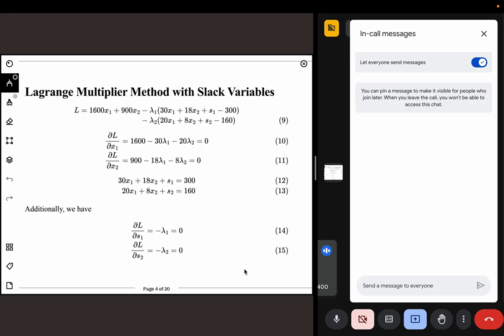Let's say I will use the Lagrange multiplier method with slack variables. Slack variables is also one kind of transformation, right? So I can use that. So I have my inequality constraint: 30x1 plus 18x2 less than or equal to 300. I'll add a slack variable plus s1 and say s1 greater than or equal to 0. This could be one way. Once I add a slack variable, it becomes an equality constraint. So once I have equality constraints, I can put the Lagrange multiplier and formulate a problem like this and make del L del x1, del L del x2 equal to 0. Solve for lambda 1, lambda 2 and stuff like that. I can do this.